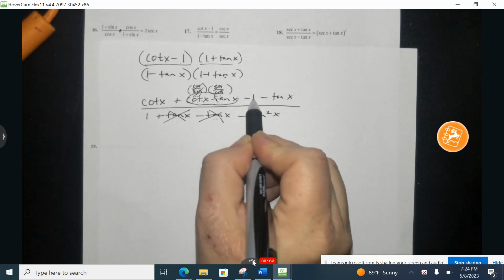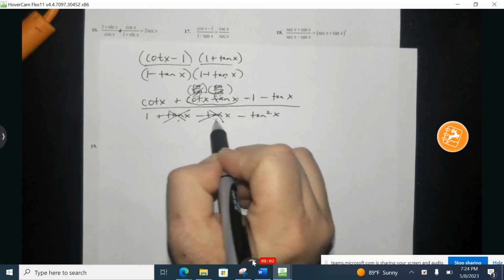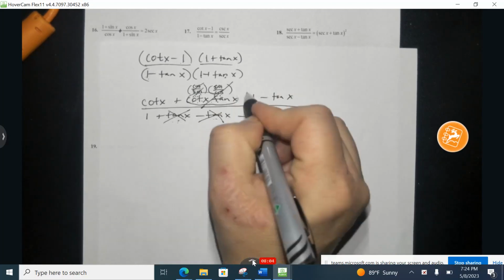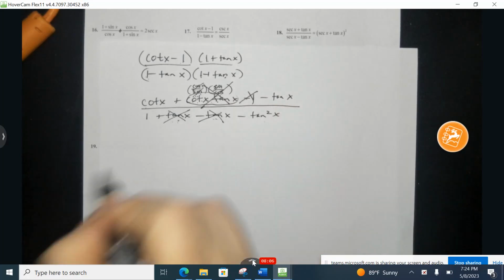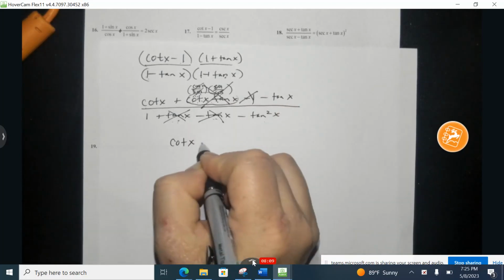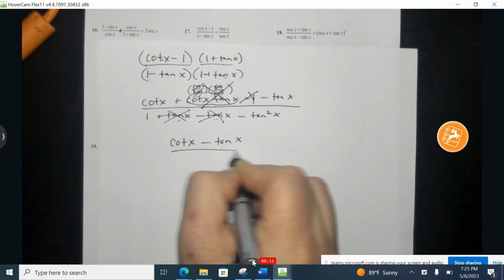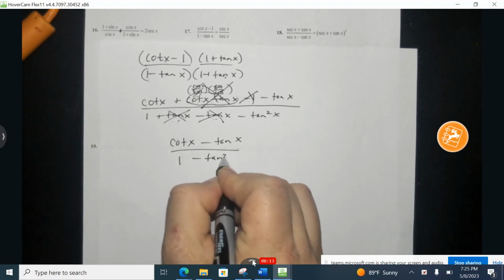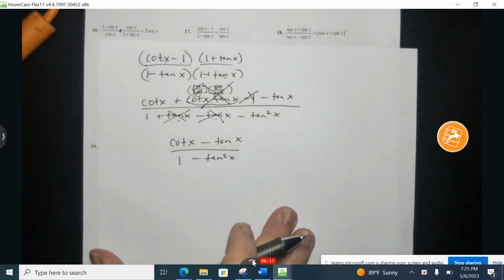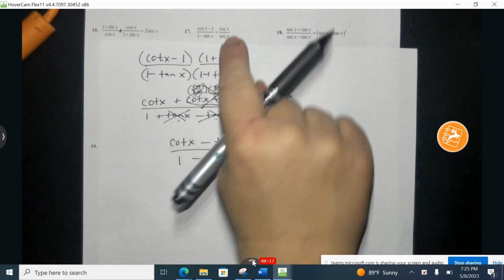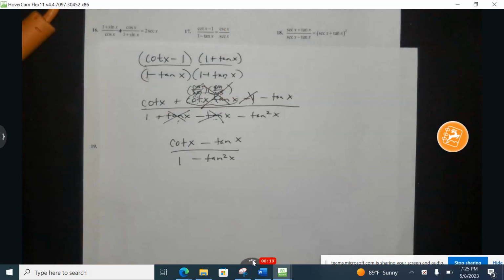And 1 subtract 1, just like I had down here when they're exactly the opposites, is going to be eliminated. So right now on top, I have the cotangent of x minus the tangent of x over 1 minus the tangent squared x. This is all on the left-hand side, and I eventually want to prove that it equals the right-hand side. Okay, what did I do next?